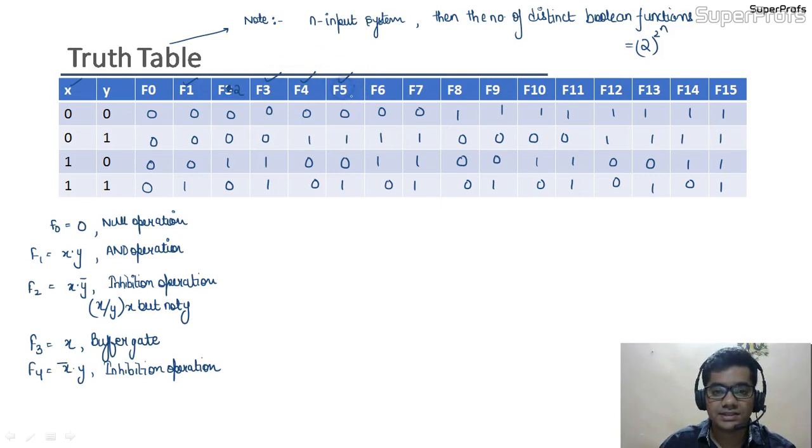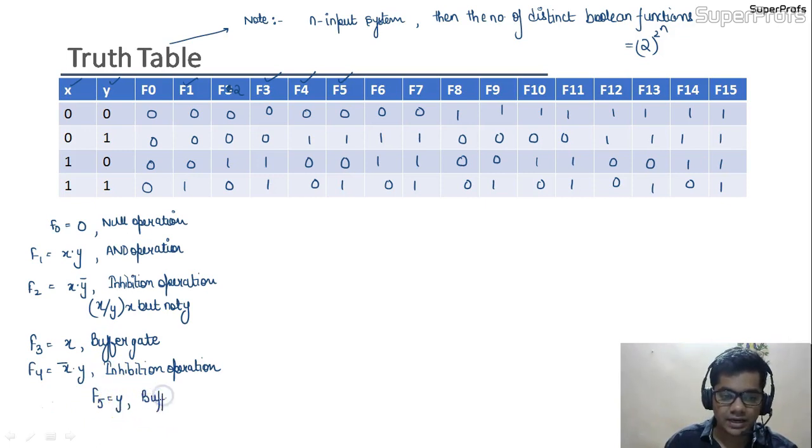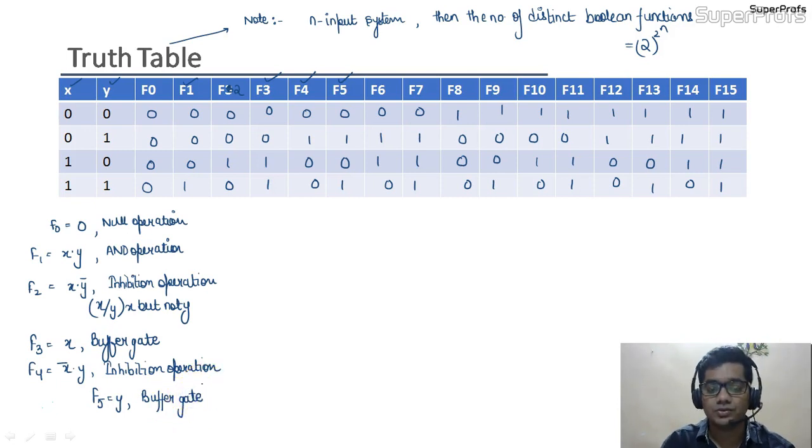Now we are going to discuss f5. We can see f5 is equal to the y input, because f5 is 0 1 0 1 and y is also 0 1 0 1. So the final expression for f5 would be equal to y, and it is also a buffer gate, because for a buffer gate the output is equal to the input. Okay. Now we are going to see f6.